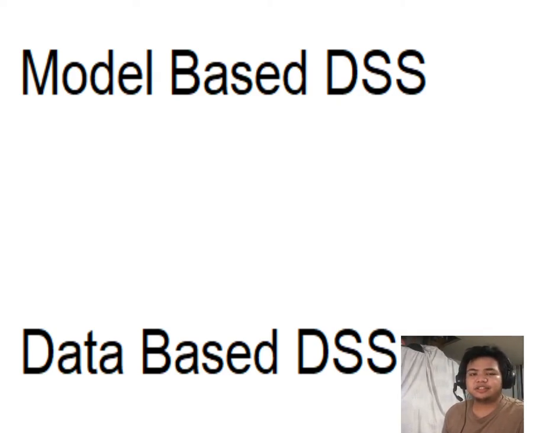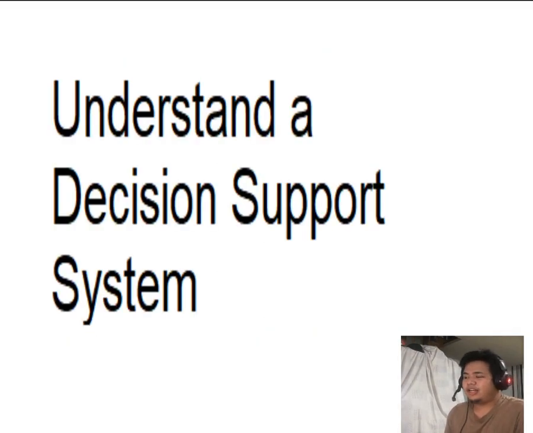So what is the difference between these two types of DSS? First of all, the model-based DSS is a standalone system, and the managers need to have a group meeting to perform their production, planning, and scheduling. While with the database DSS, the managers are able to extract information from different sources and store it in the data warehouse. So let's talk about understanding a decision support system.